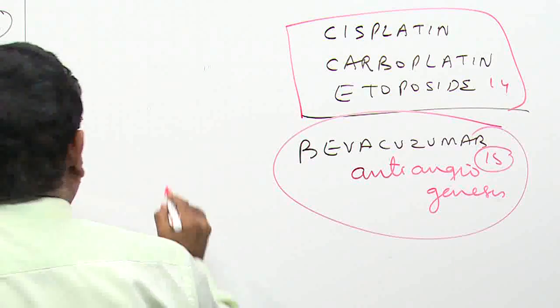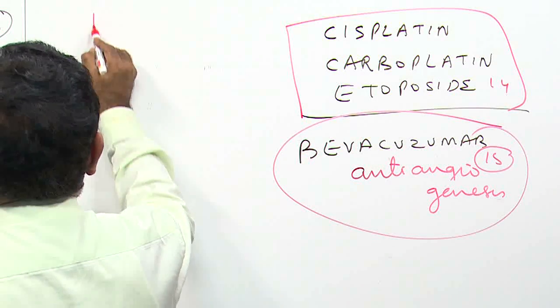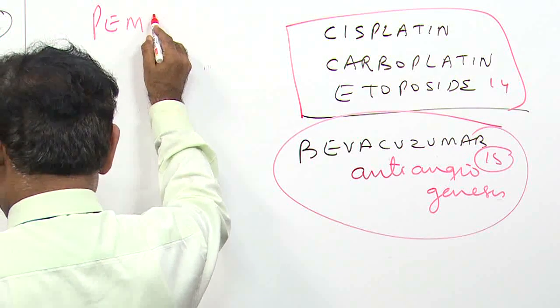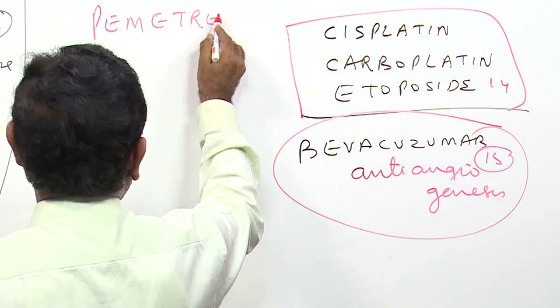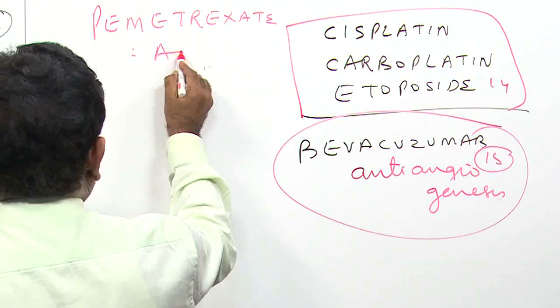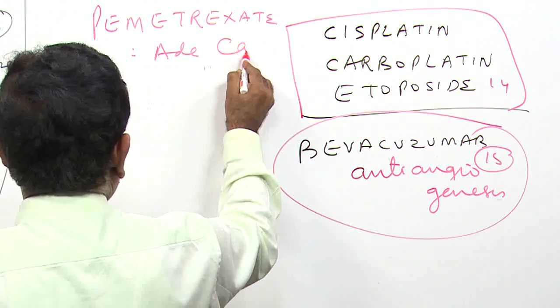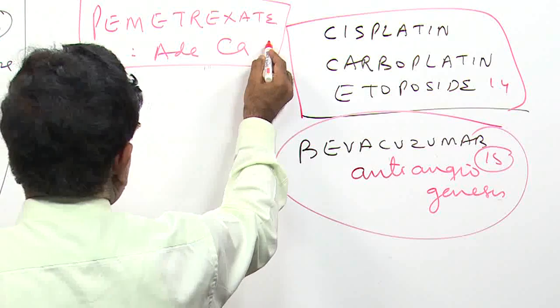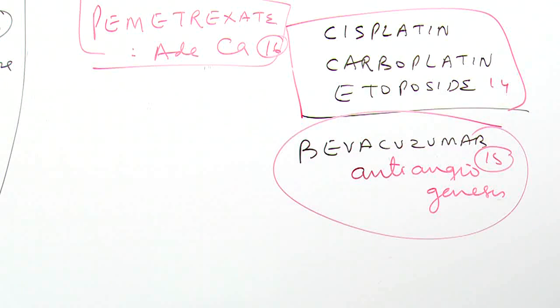Then we have one drug, methotrexate. This is highly effective in adenocarcinoma. Point number 16, highly effective in adenocarcinoma. And regarding etoposide again, this is especially useful for small cell lung cancer.